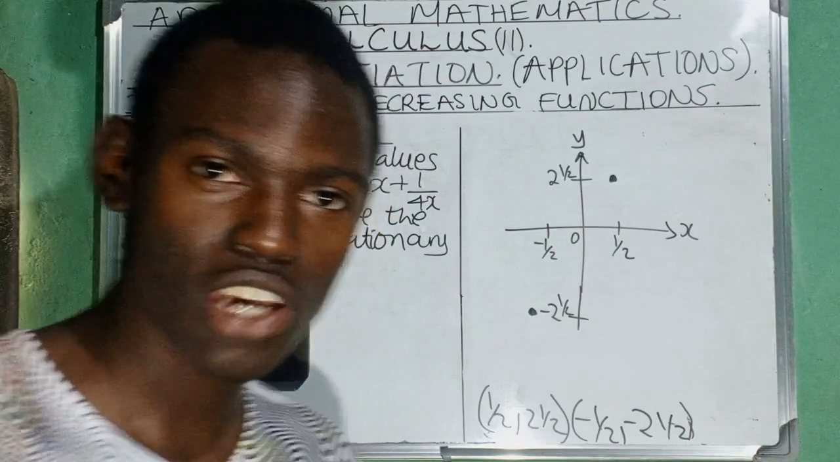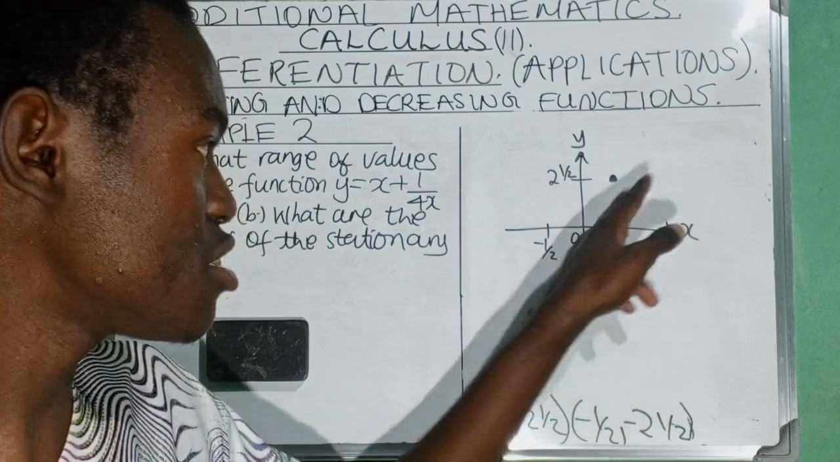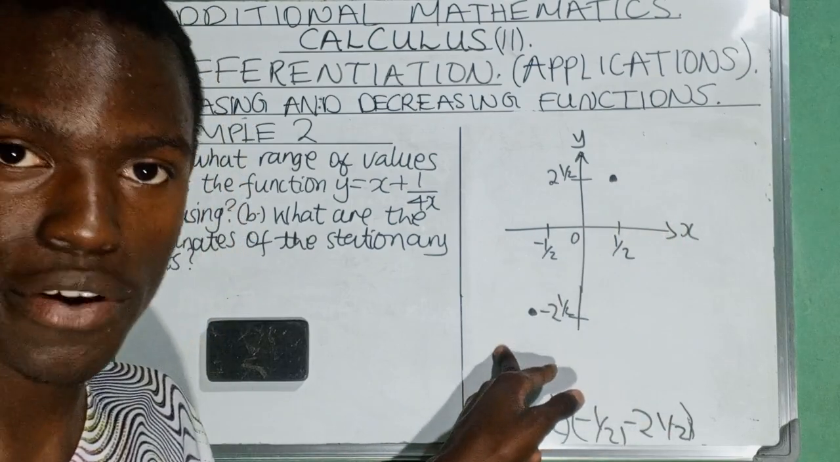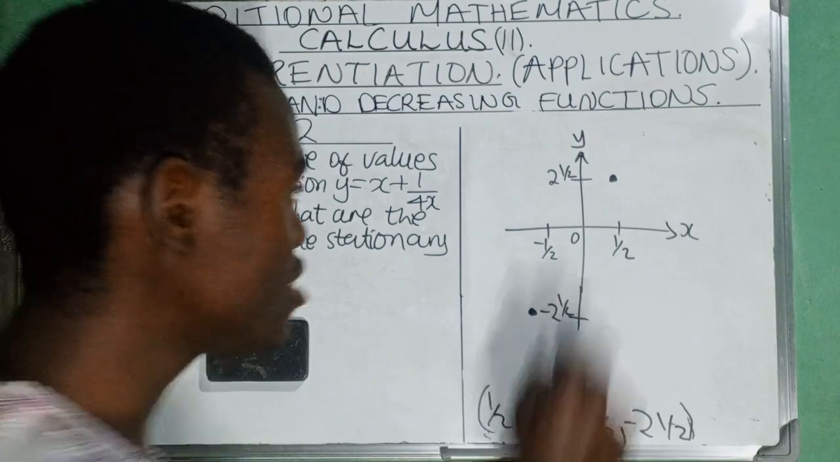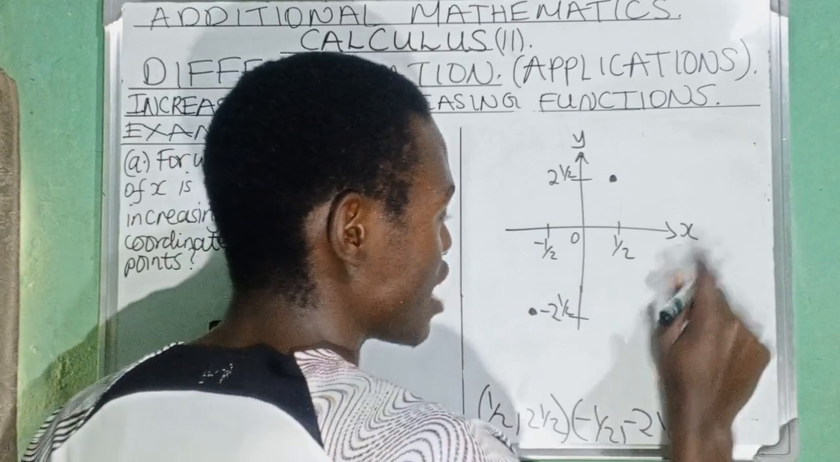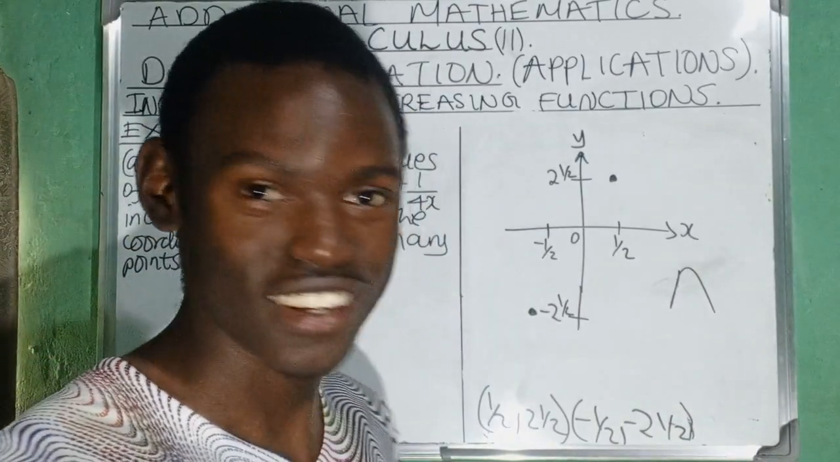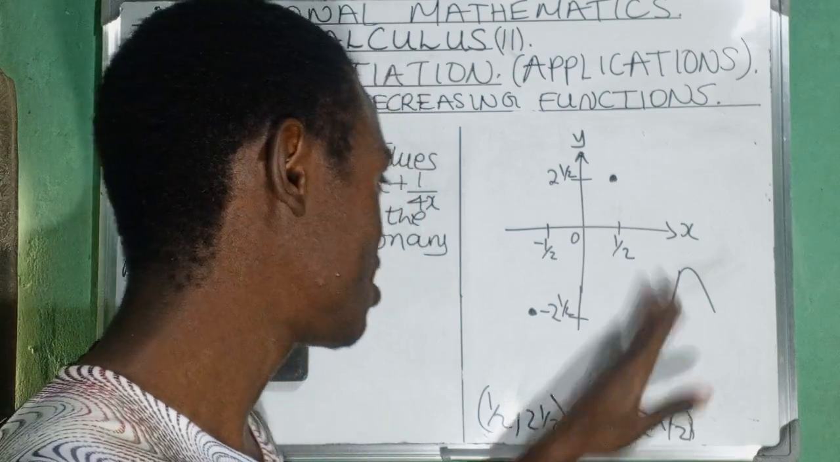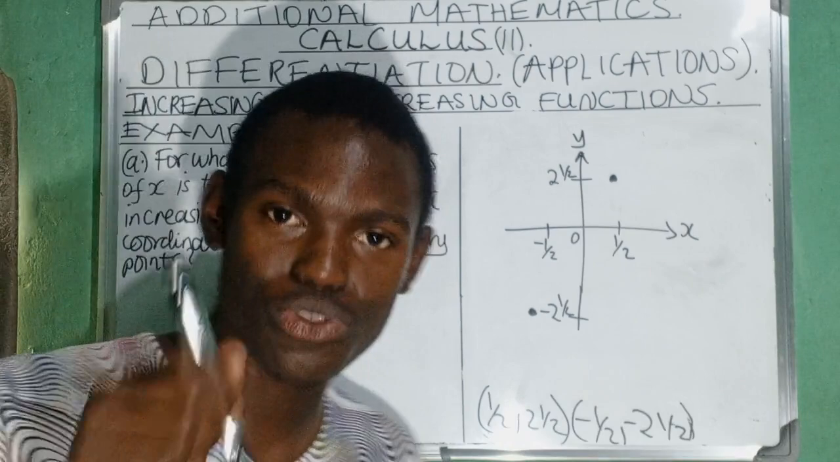If you look at it very well, the turning point of this particular function is this one and that one. So those are the turning points. Now, how will you know that this turning point is like this or that turning point is like this? How will you know how it's supposed to be drawn? Quite simple, actually. Just do this.